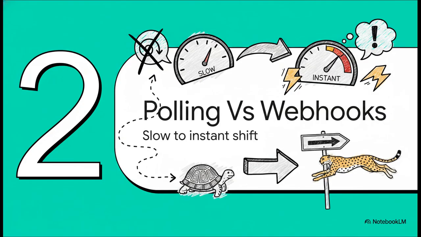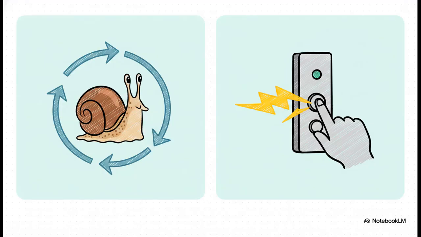Polling versus webhooks, the shift from slow to instant. To really appreciate the webhook, we kind of have to look at the old way APIs used to talk to each other, which was called the polling method. It's basically like a child in the backseat of a car constantly asking, "Are we there yet? How about now? Do you have new data yet?" The software goes out every 5 minutes, asks if there's an update, and usually just gets a no. It's clunky, it wastes computing resources, and it completely delays your automations.